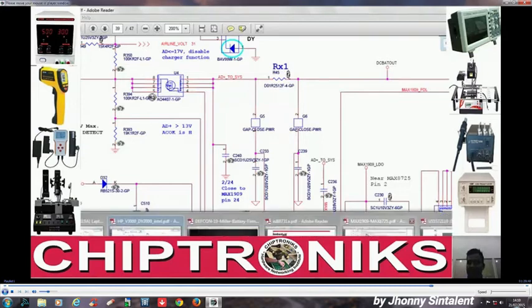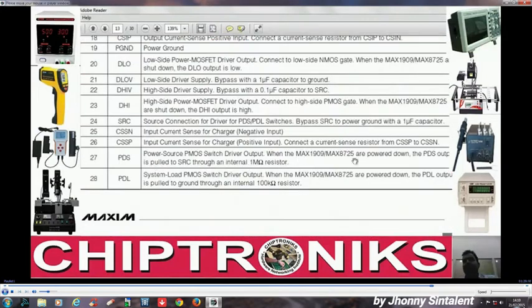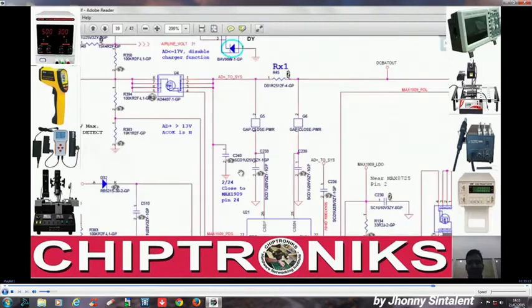You can see in the datasheet it is clearly written, when the MAX1909 is powered down, which means if the adapter is not present, the charger IC is powered down. It no longer has to generate a charging voltage or charging current. It's already powered down. In that case, the PDS output is pulled to SRC. So you can see SRC is connected to AD, that is the adapter voltage. So in that case, the PDS value would be pulled to SRC.